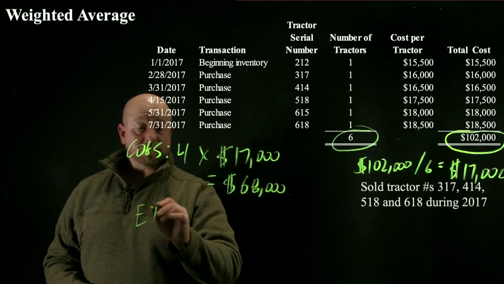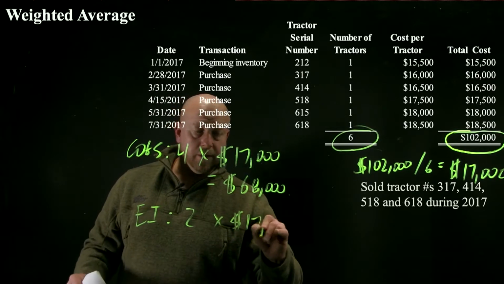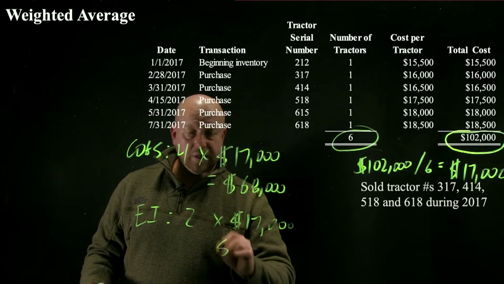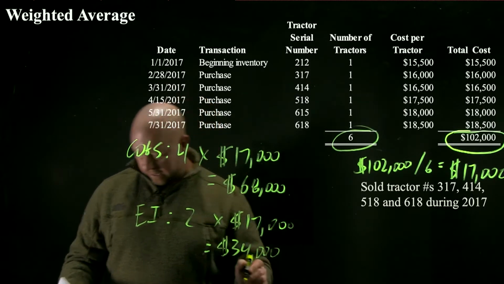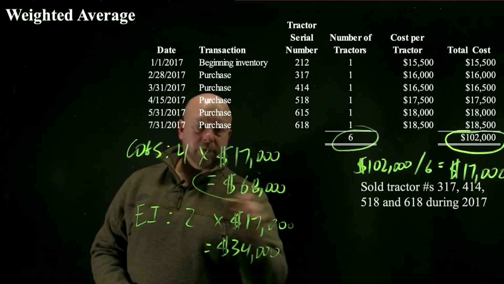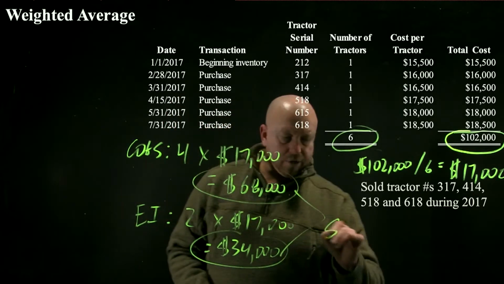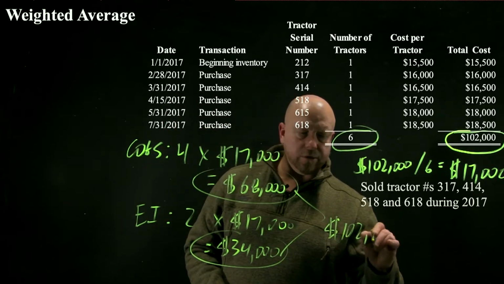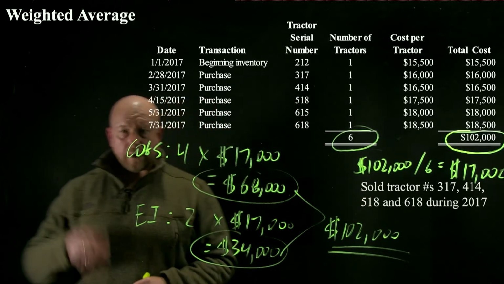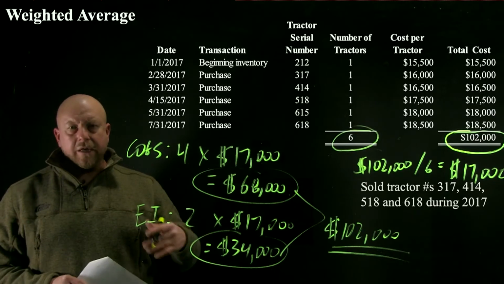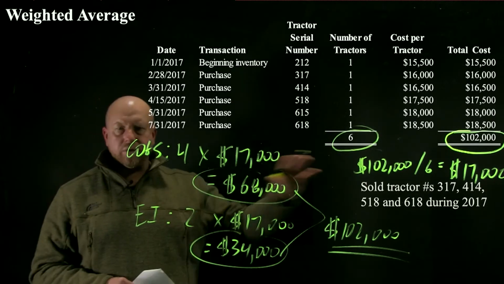Your ending inventory? Got 2 tractors left on the parking lot. Average cost is 17 grand. The math isn't too difficult there. $34,000. And I guarantee you, if you add your cost of goods sold and your ending inventory, it'll still be $102,000. Okay? So the average cost method, now there are ways, like I said, to complicate it with a perpetual rolling cost and whatnot, but this illustrates the point.